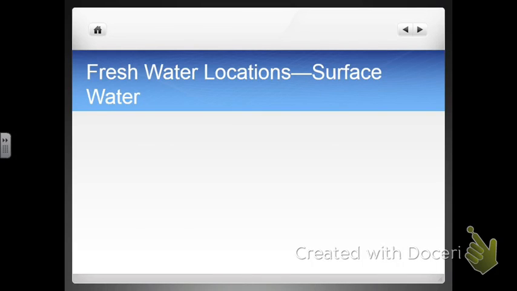Right, today in video 2 we're going to talk about sources of fresh water, and we're going to start by looking at surface water, which would be our rivers and lakes and streams and creeks. And we're going to think about this concept of watersheds and river basins first and see what the difference is.